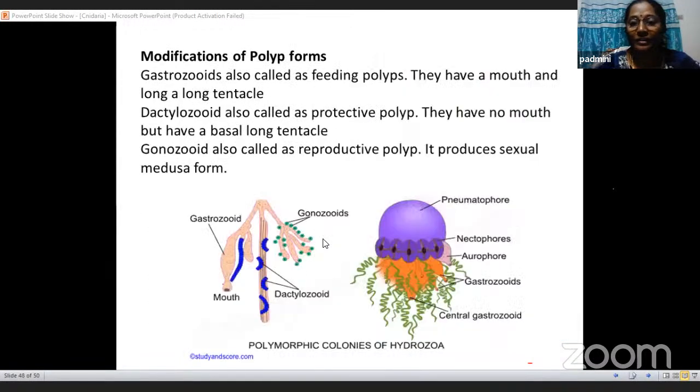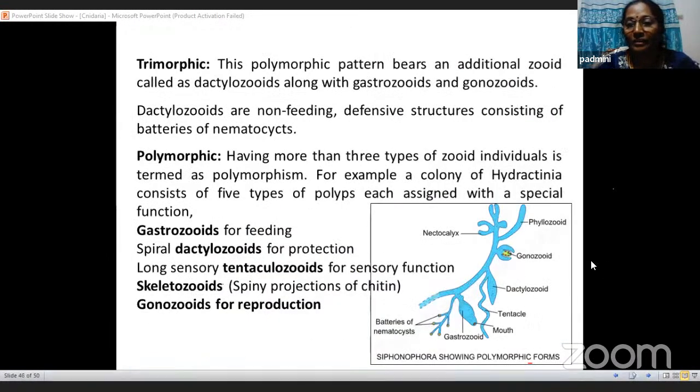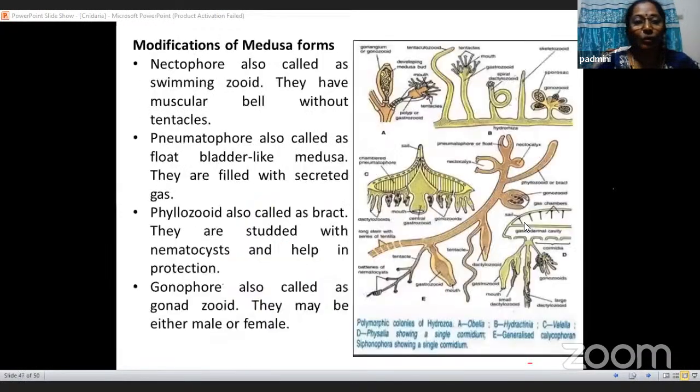Phylozoid, here you can see in this picture, this is a phylozoid that is present in the Hydractinia. What are they helpful for? They are also called bract, and they are studded with nematocysts, which helps in protection. And the gonophore or the gonozoids.